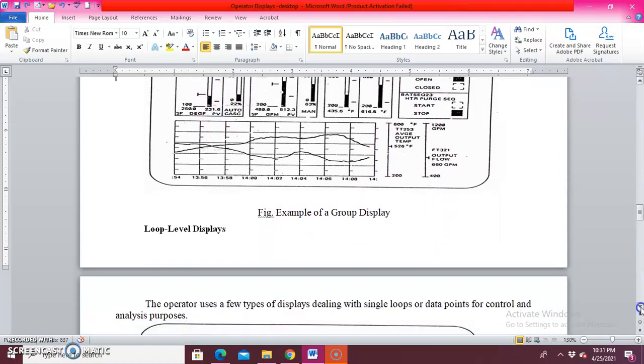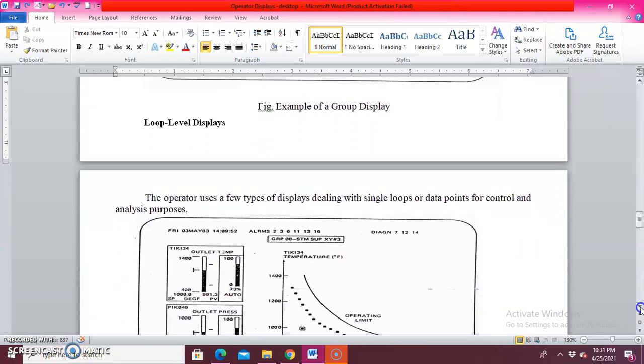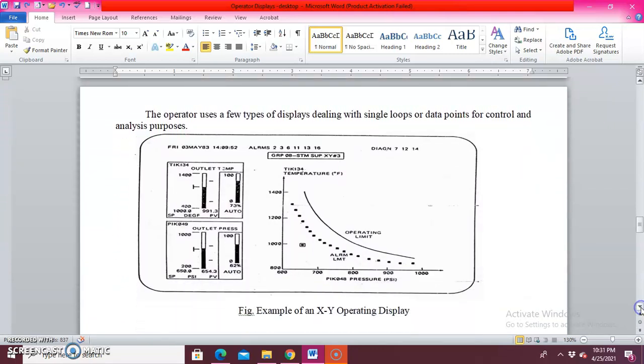The next one is the loop level display. Here the operator uses a few types of display dealing with a single loop or the data points for control and analysis purposes. Here we have an XY operating display which will give you the values of temperature. The temperature varies in the thousands, and the operating limit and the alarm limit are indicated through lines. Not only that, it also indicates the outlet and the inlet pressure values.